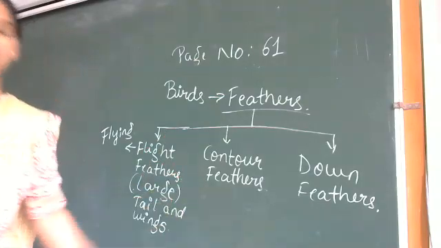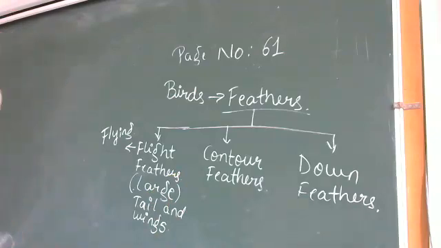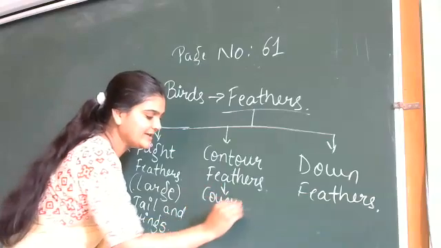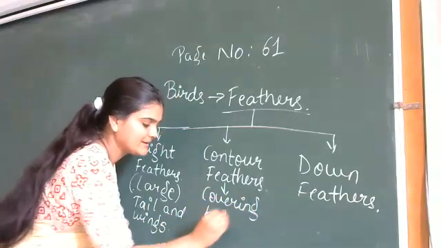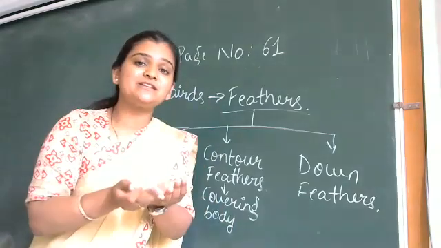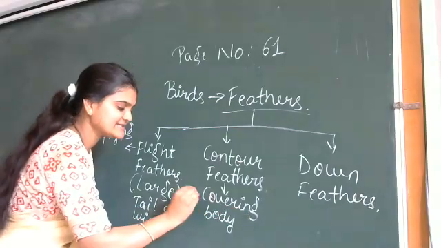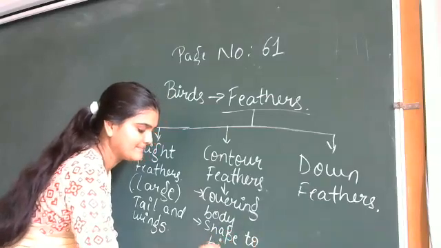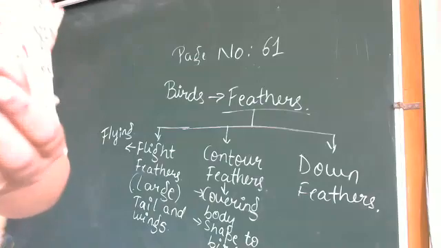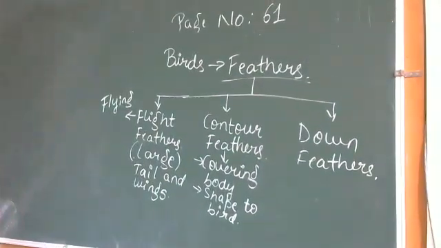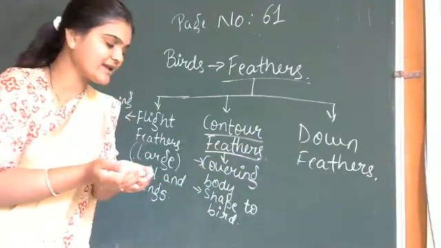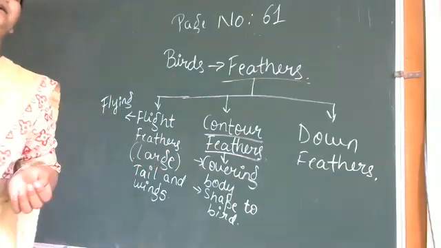Yes, ma'am. So the next one is contour feathers. Contour feathers, what is the function, children? How are they helpful? Contour feathers are helpful in covering the body. Yes, covering the body, and they give the proper shape to the bird. Is the board visible? Yes, ma'am. Contour feathers help in covering the body, and they give proper shape to the bird.